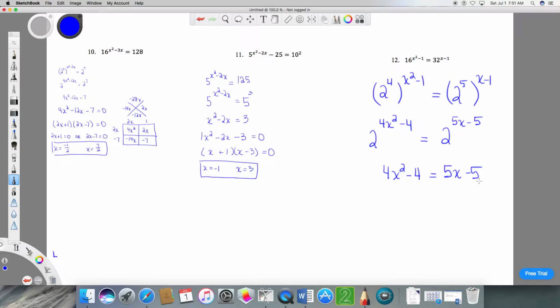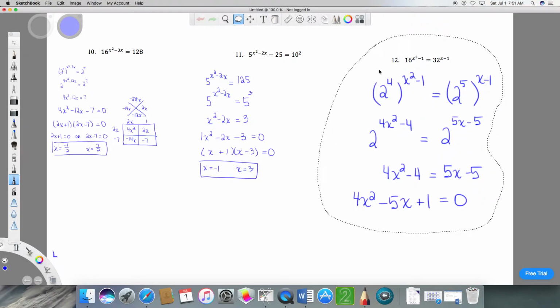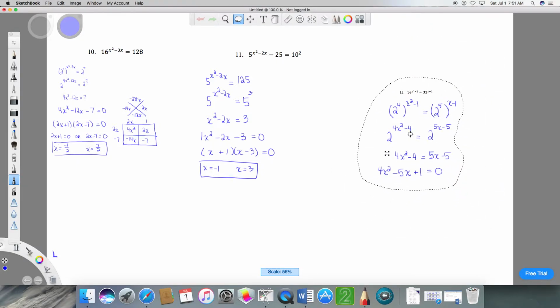This is a quadratic equation, so let's get this in standard form. 4x squared minus 5x plus 1. And let's try to use the x method to determine. If we cannot factor it, we know we can always use the quadratic formula.